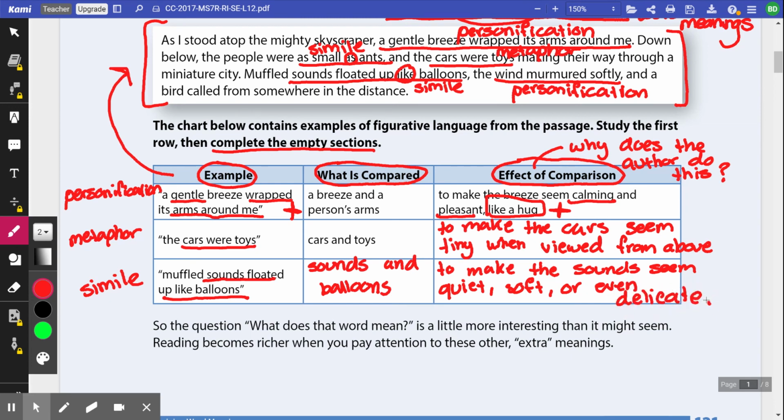Okay, so now let's look down below. So the question, what does the word mean, is a little more interesting than it might seem. Reading becomes richer when you pay attention to these extra meanings. So if you are a good reader, or if you're learning to be a good reader, connotative and figurative language is going to help us figure out what the author means.